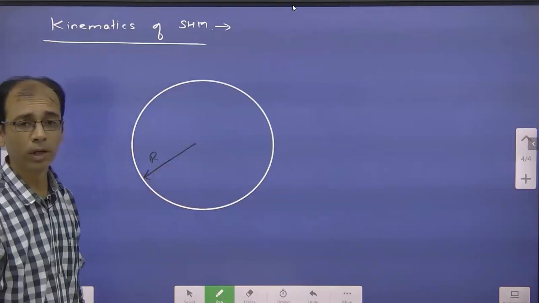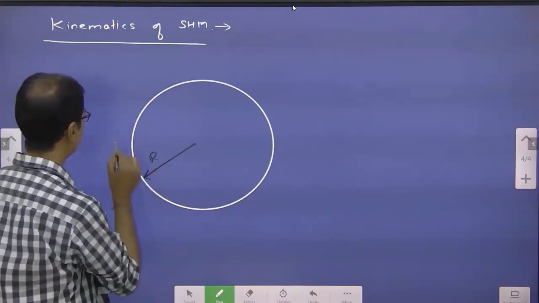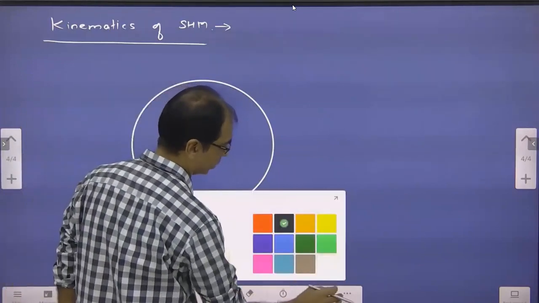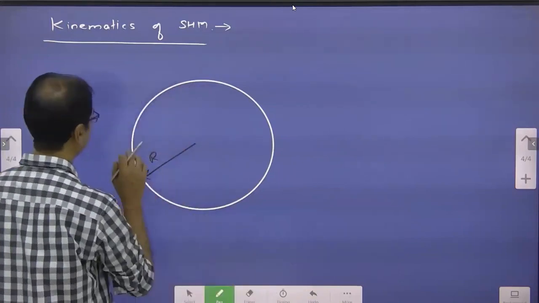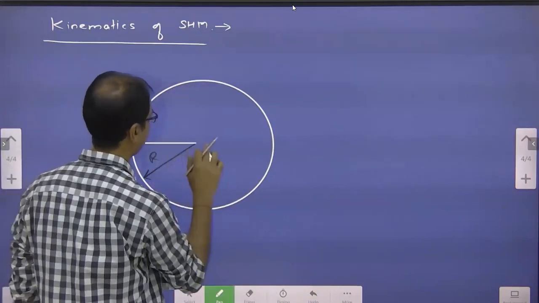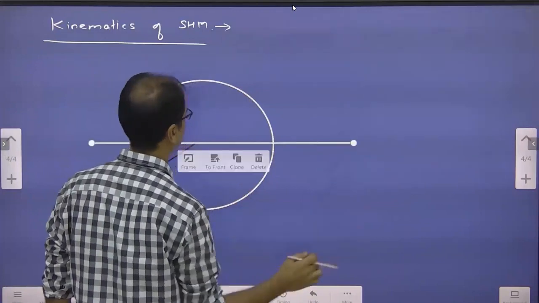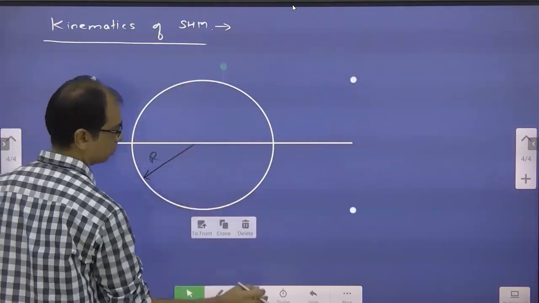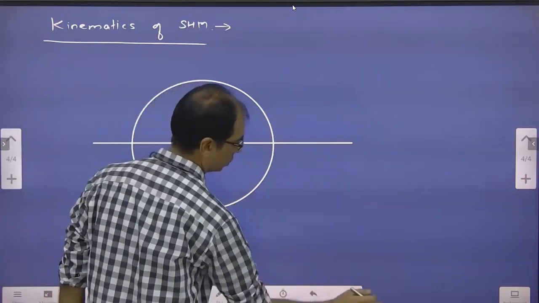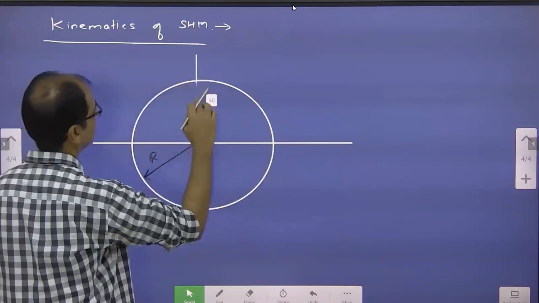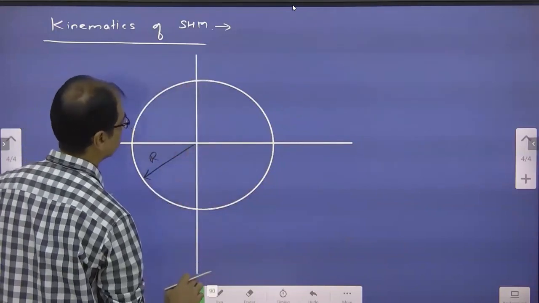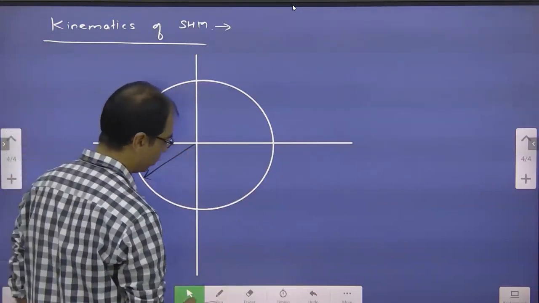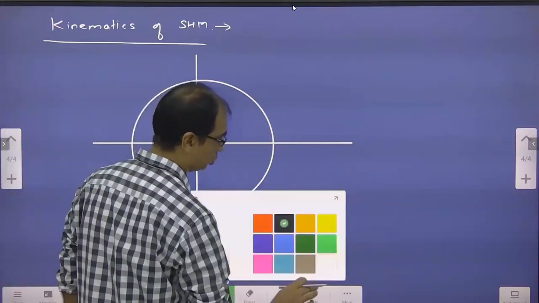And then we have to take one particle also. But before that, let's make both diameters of this. It's diameter number 1. And then diameter number 2 also we want. Okay, and this is diameter number 2. Both diameters we make. Now we have to take one particle which does simple harmonic motion.